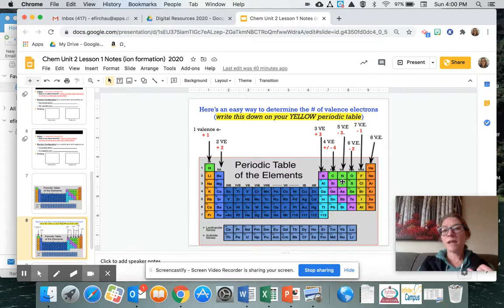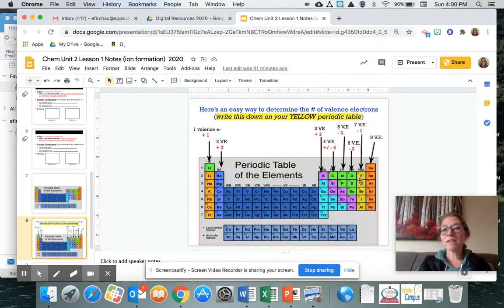So nitrogen is in group 5. So nitrogen would have 5 valence electrons. So it could either lose 5 or gain 3. Now it's easier to gain 3. So if you are gaining 3 more negative charges, you're going to end up with a -3 charge. Oxygen has 6 valence electrons. It could either lose 6 or gain 2. It's going to gain 2 for a -2 charge.